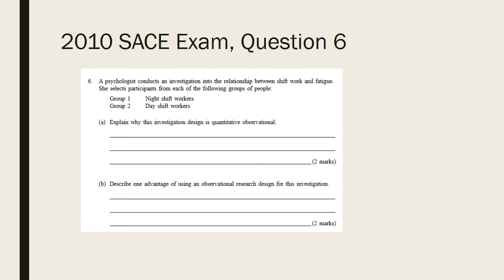The question then goes on to describe one advantage of using this design type for this specific investigation. The quantitative observational design can be really useful when it's unethical to conduct an experiment. So you could argue that deliberately exposing people to shift work and subjecting them to fatigue would be unethical and therefore it would be impossible to conduct an experiment. By choosing participants from pre-existing groups and doing a quantitative observational investigation, the researcher is still able to investigate her question.